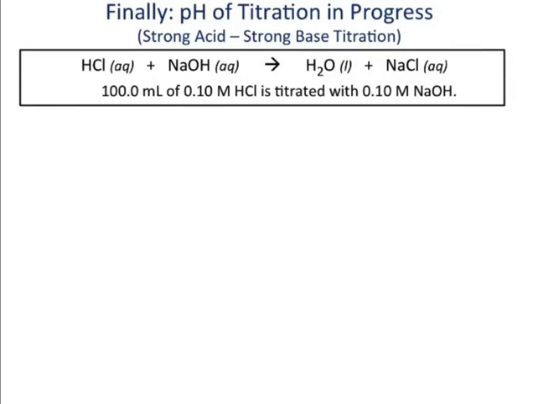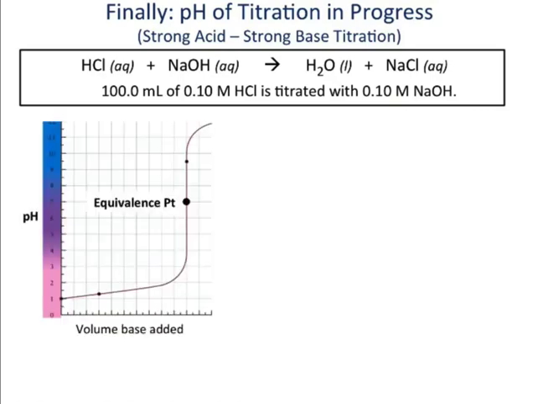Okay, now let's do a titration problem where we're trying to find the pH as we go. So we have our reaction here. We have the setup: 100 milliliters of a known concentration of HCl down in the flask, and we're adding in sodium hydroxide. Here we know the concentrations of both, so it's not like we're trying to find that. But we're going to try to figure out what the pH looks like as we go, according to this equivalence curve.